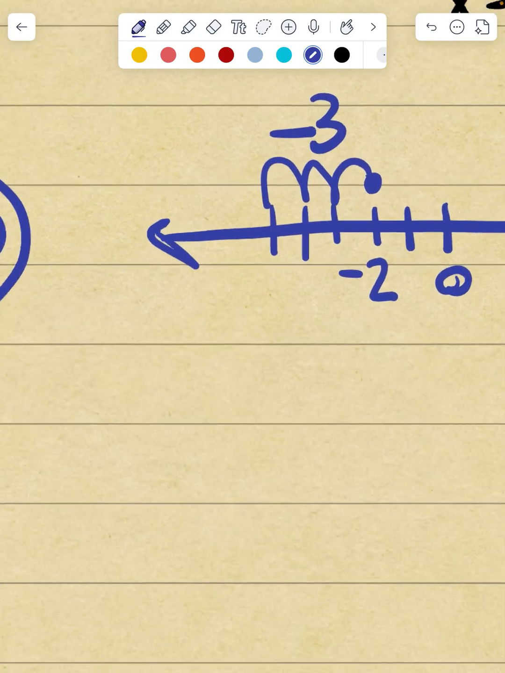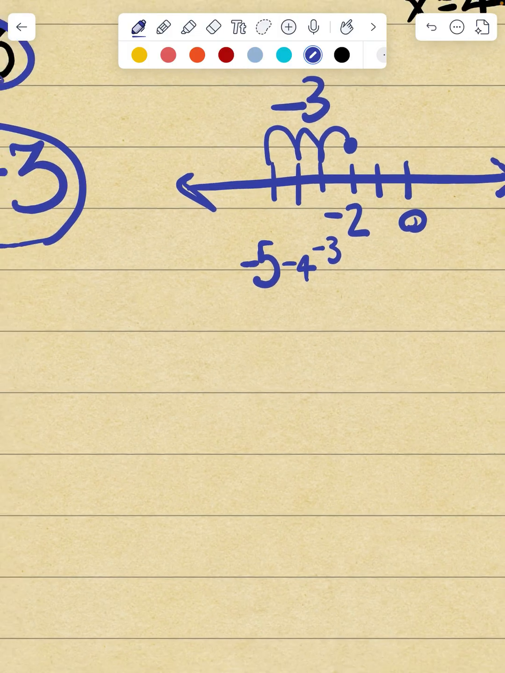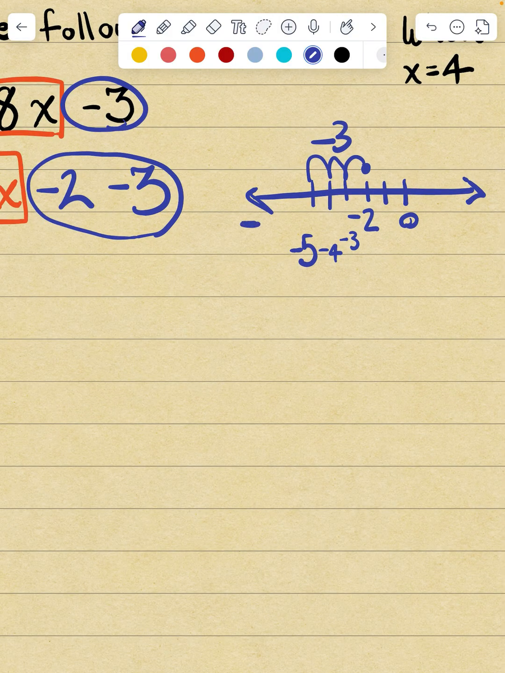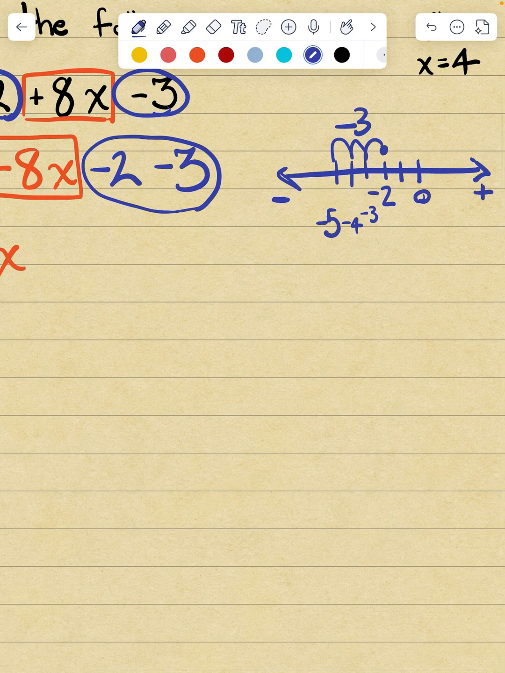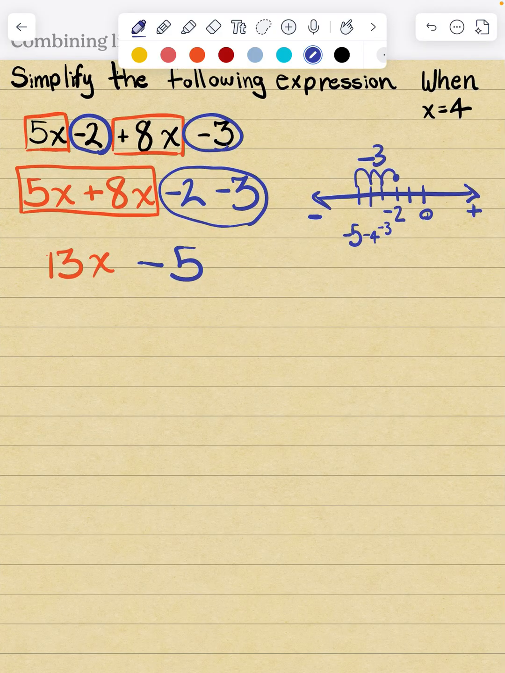So negative 2 minus 3. And I get negative 2, negative 3, negative 4. Sorry, I'm running out of space. Negative 5. So I go in the negative direction when I subtract and go in the positive direction when I add. So use your number line, that's why you have it, and you'll get negative 5. And then I check, do I have any parentheses? No. So parentheses, nope. And do I have any like terms?